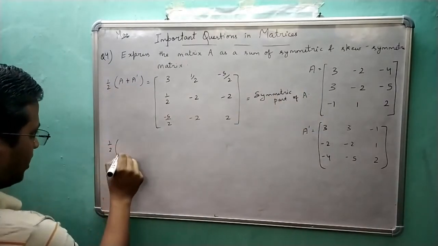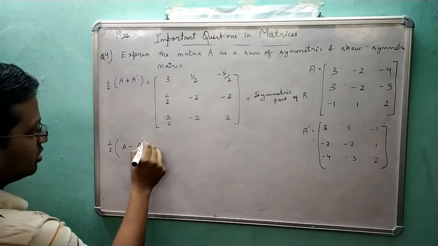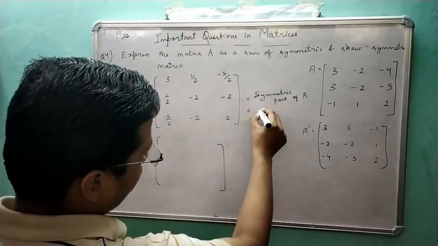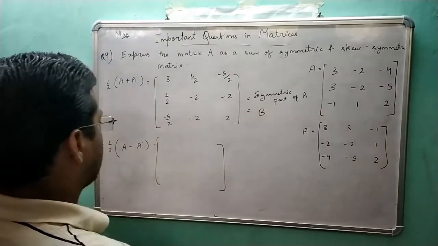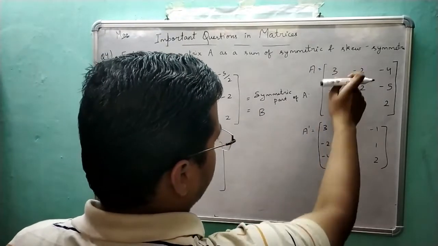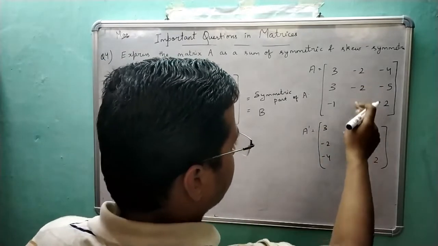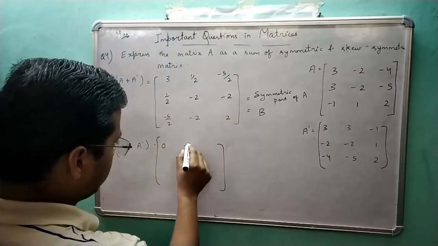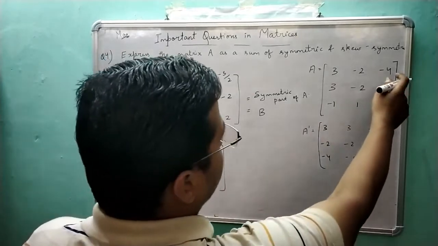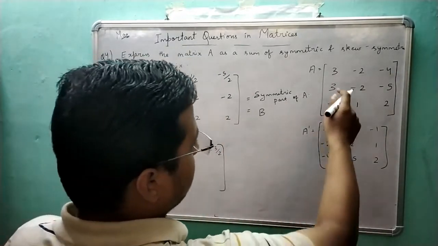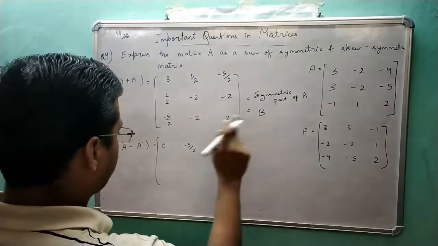Similarly, let's find half of A minus A transpose. So half of A, let us note this as B. So half of A minus A transpose. So 3 minus 3 is 0 and its half is 0. Minus 2 minus 3 is minus 5 by 2. Minus 4 plus 1 is minus 3 by 2. 3 minus minus 2, 3 plus 2, 5 by 2.